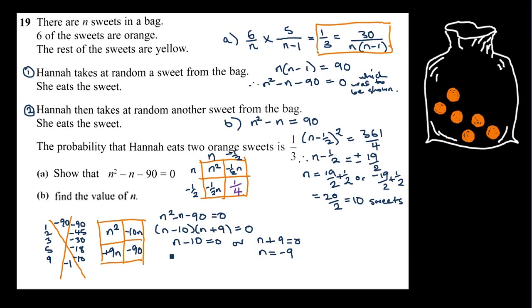But here we've got n, therefore n equals, add 10 to both sides, 0 plus 10, in other words 10. So 10 sweets in Hannah's bag, and it doesn't ask us for this, but if it had asked us how many yellow sweets there were, obviously we could have said there are 4 yellow sweets to begin with. Okay.